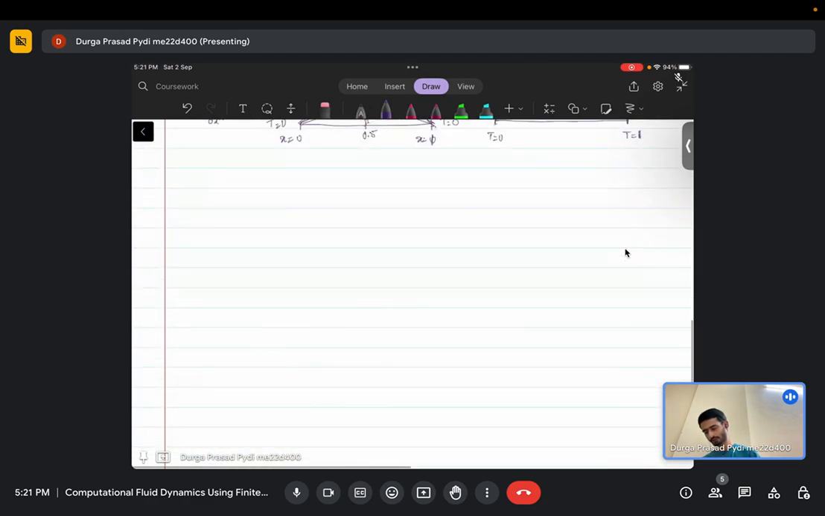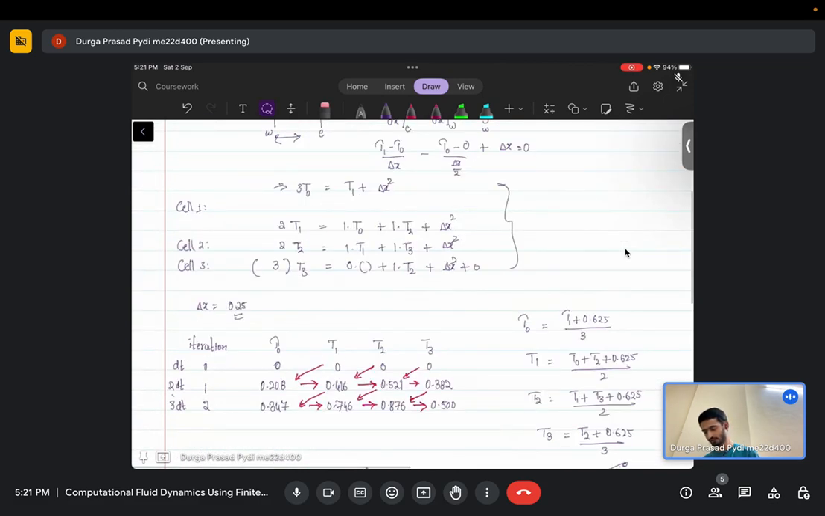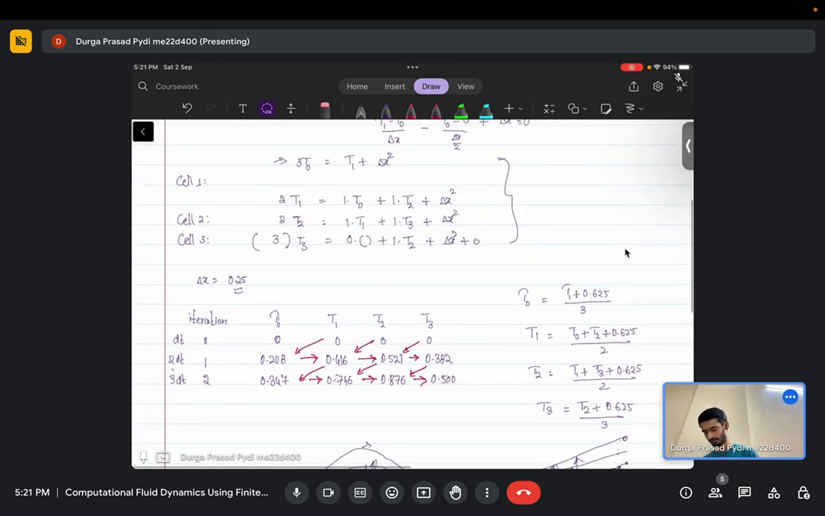Now, if you were to solve the same problem using TDMA, these are my equations, so we will start with this.